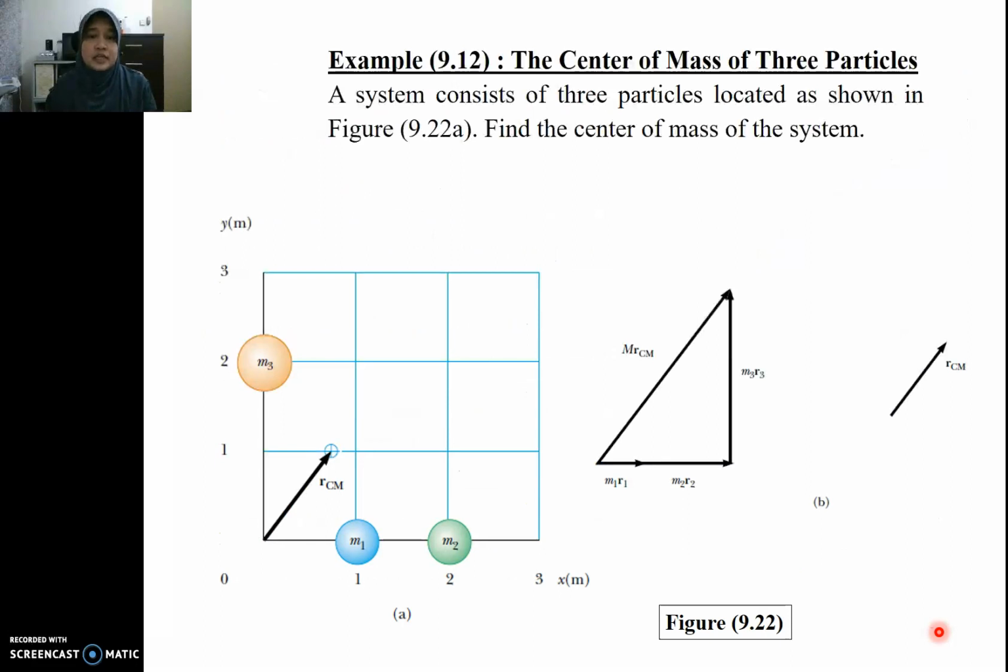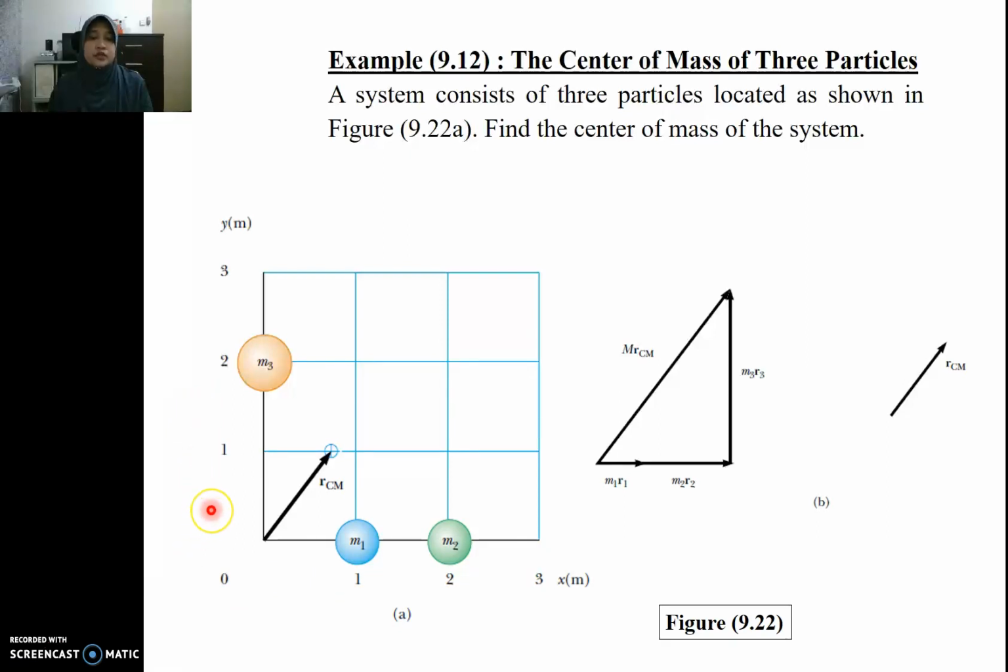Okay, let's look at an example. A system consists of 3 particles located as shown in the figure below. Find the center of mass of the system. Let's say this is the location of the center of mass, and we have 3 particles: particle 1 with mass m1, particle 2 with m2, and particle 3 with m3. Particle 1 is a distance 1 meter from the axis, particle 2 is 2 meters from the axis, and particle 3 is 2 meters from the axis.